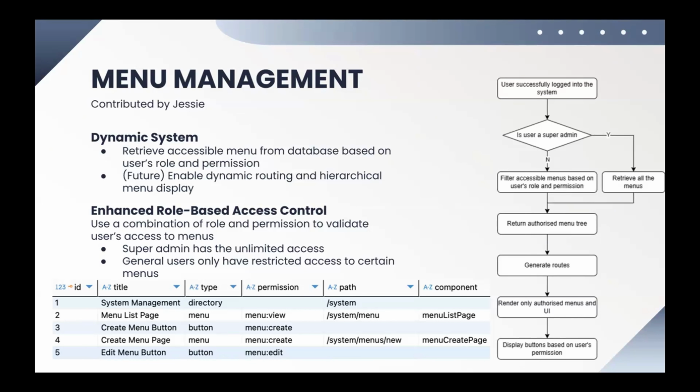The table at the bottom shows how we define each menu item in the database. The core attributes include type, permission, component, path, and parent ID. This structure allows us to manage menu visibility and access control in a flexible and scalable way, and also enables us to implement fully dynamic routing and hierarchical menu display based on users' access in the next stage.